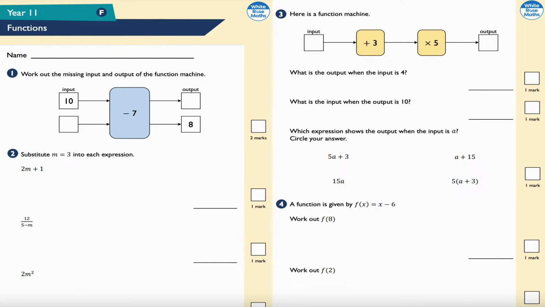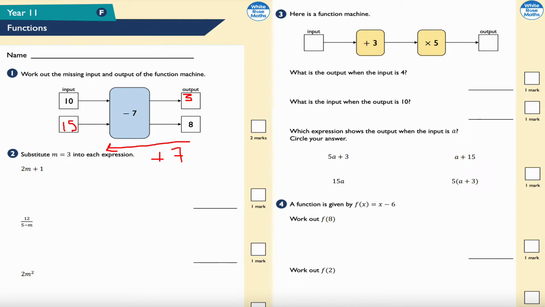It says work out the missing input and the output of the function machine. So the input is 10, I take away 7, the output is 3. For the second part, the output is 3, so to work backwards, I've got to add 7 to work out my input, because I've got to do the inverse operation. 8 and 7 is 15.